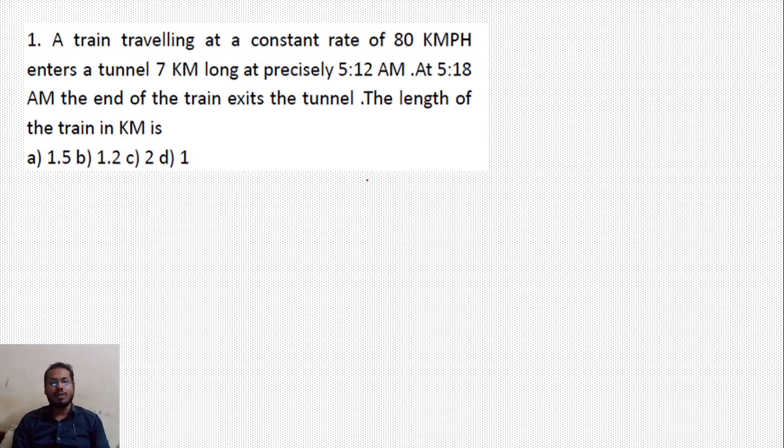A train traveling at a constant rate of 80 km per hour enters a tunnel 7 km long at 5:12 a.m. At 5:18 a.m., the end of the train exits the tunnel. Find the length of the train in kilometers.